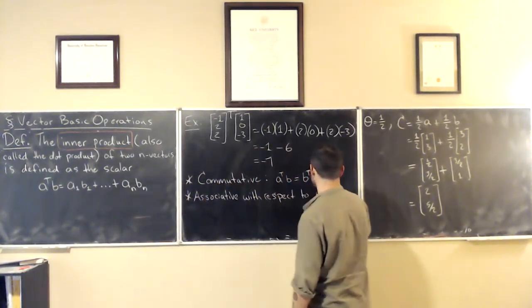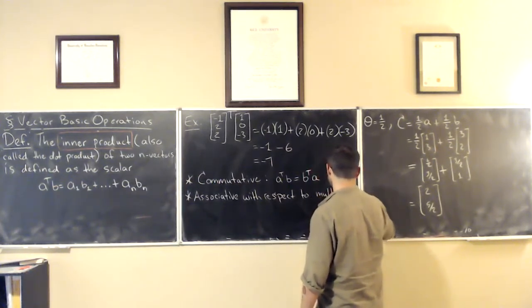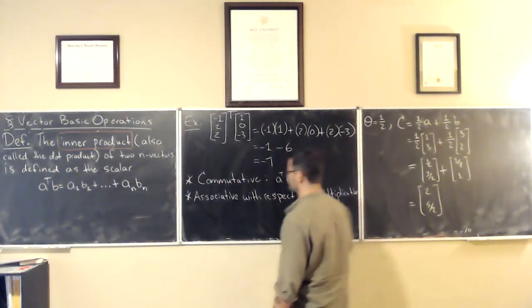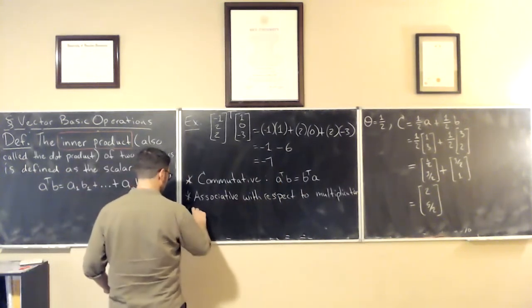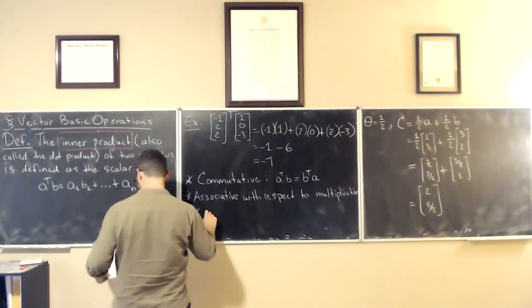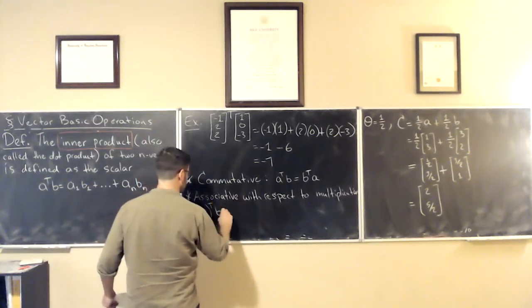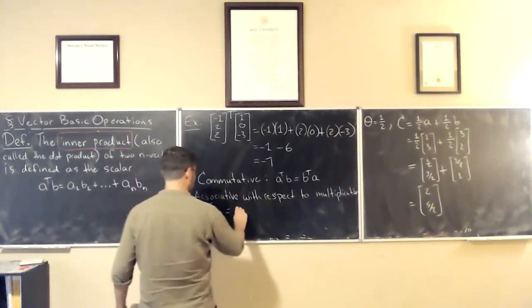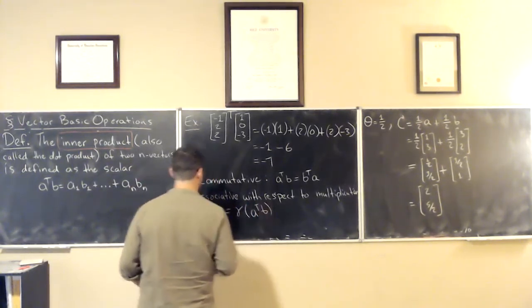To multiplication. Basically, just saying that if we have some scalar gamma times A times B, that's the same thing as saying that scalar times A times B.